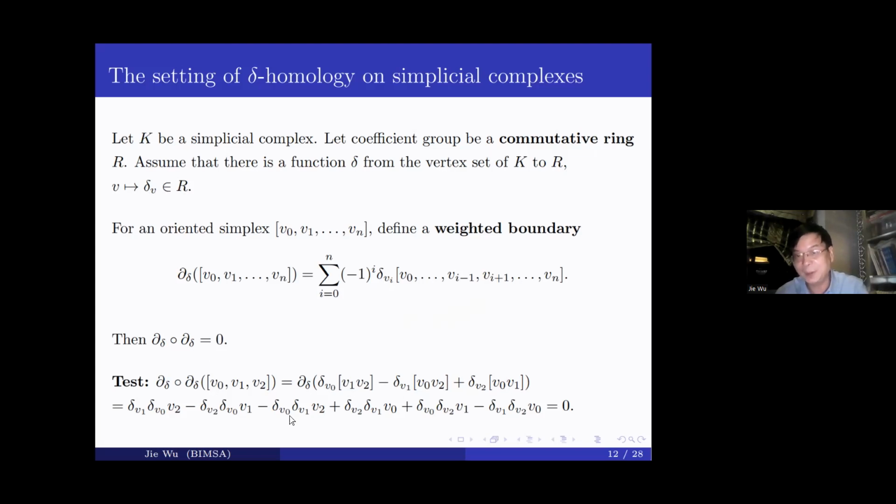Here's a testing example. Take three vertices V0, V1, V2, a 2-simplex. First you put some numbers over here, so this is the weighted sum. Now repeat the procedure: you remove V0 and put the weight aside, remove another one, V1, and put the weight here. You can see they all cancel together, so applying the operator twice gives 0. That means you get a chain complex. It seems quite nice.